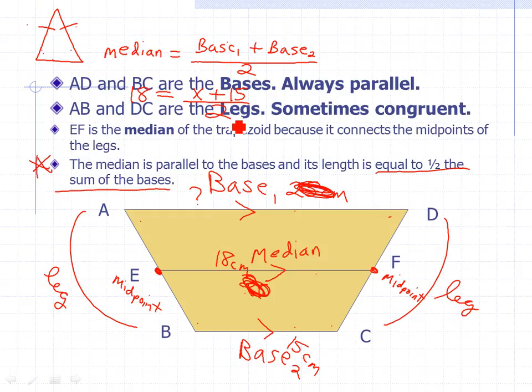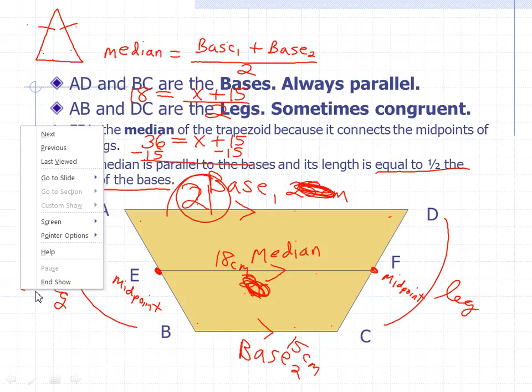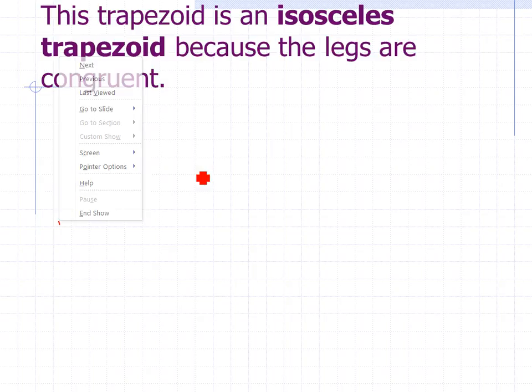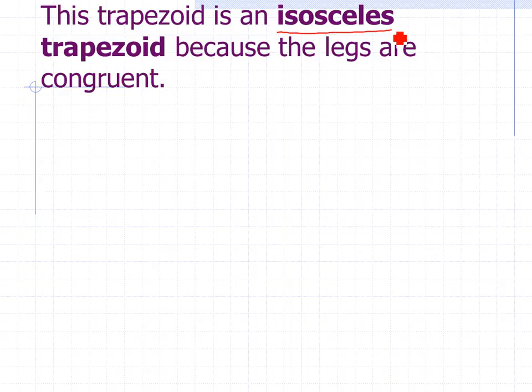Let's try it up here. What's 2 times 18? 36. X plus 15, what do I do there? Subtract 15. 21. So that base would be 21. So make sure you got that formula down. Next, just write this down. That's all you gotta write down.